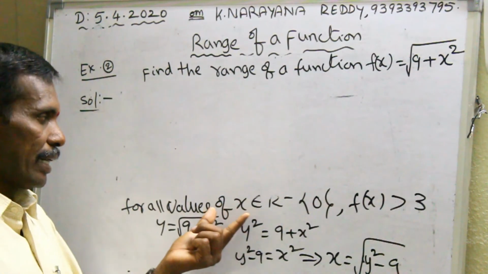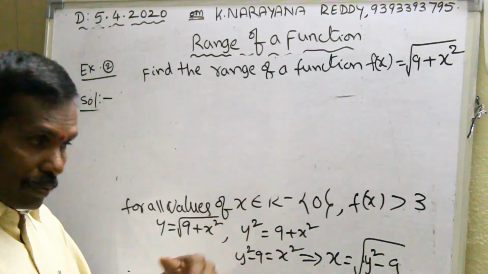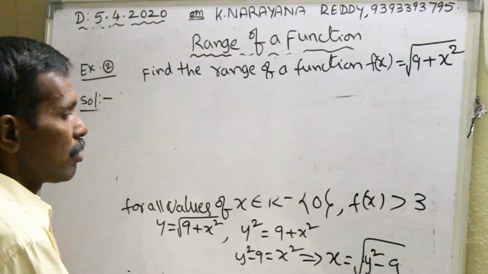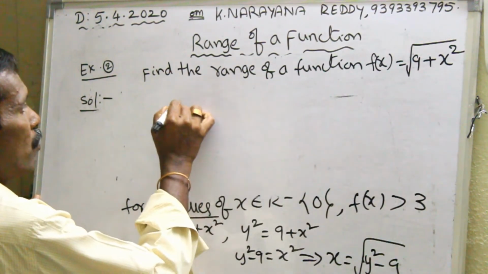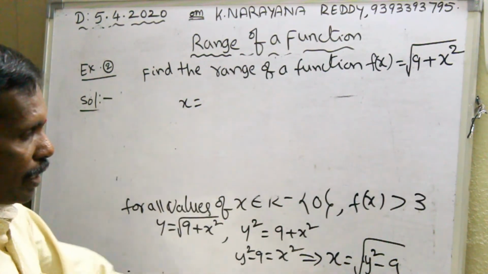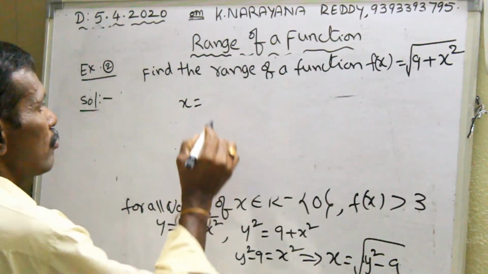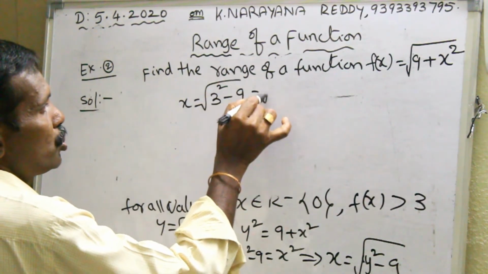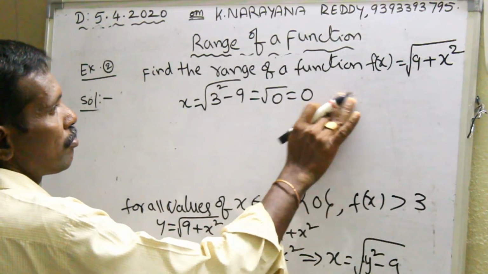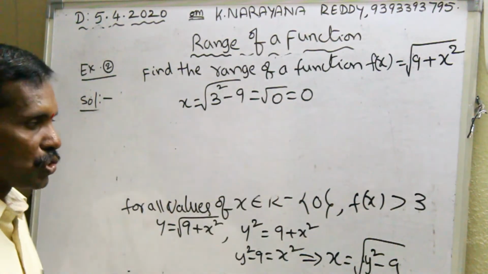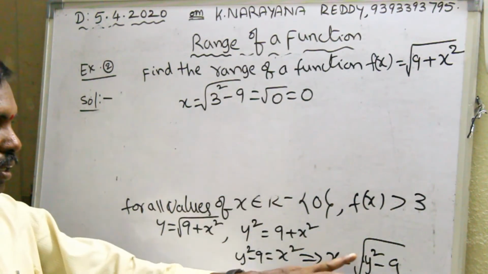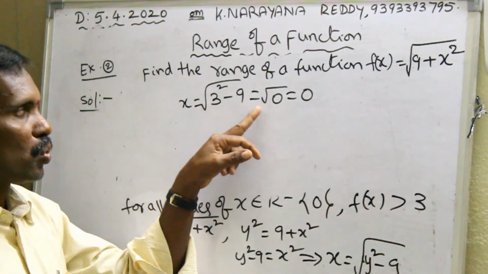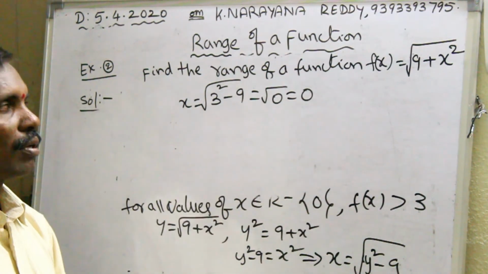This is one method by taking the direct step, but I am taking another way, expressing x as a function of y. See here, for example, in place of y you can take 3. Root of 3 square minus 9 is root 0, which is nothing but 0.